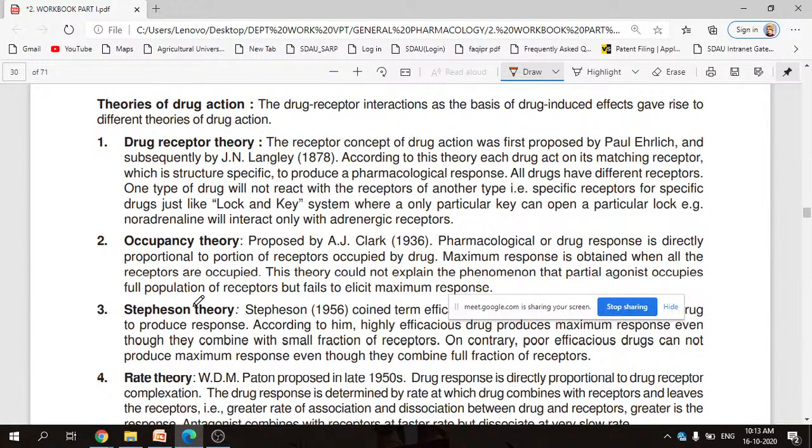Now, theory of the drug action, how drug receptor interactions will occur.